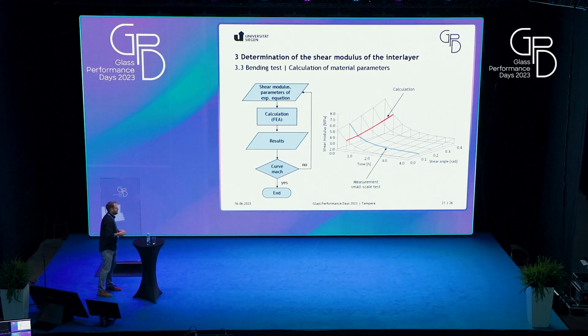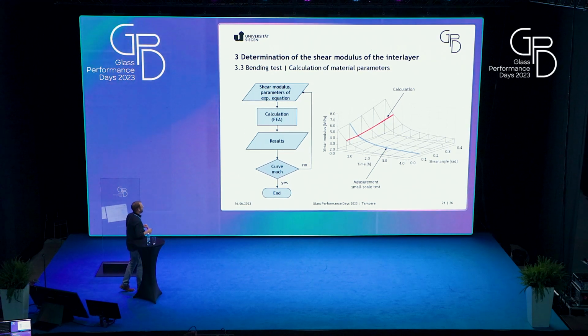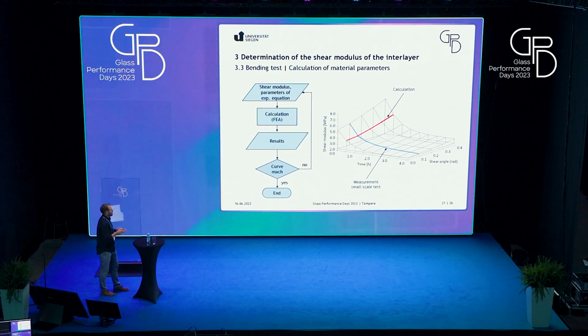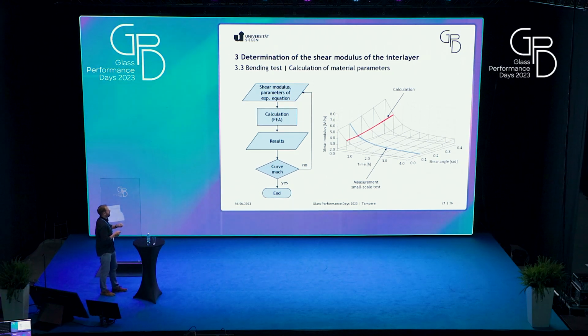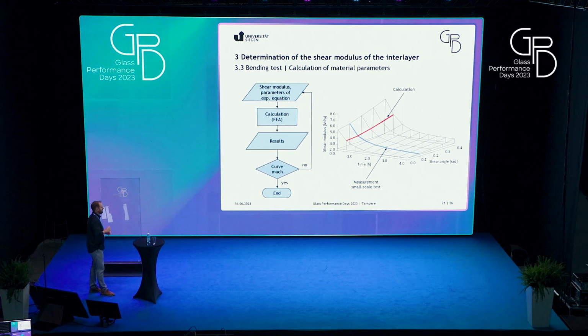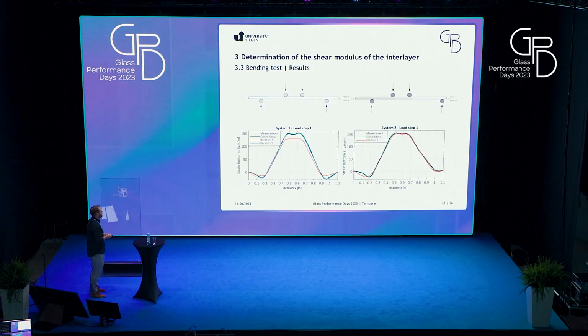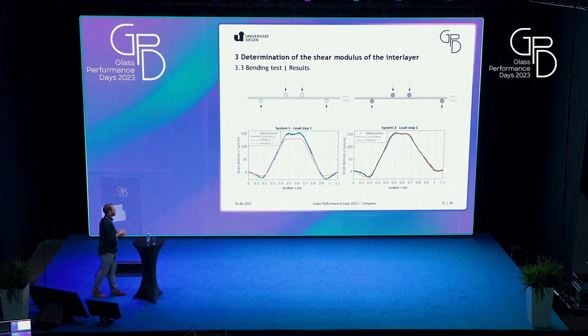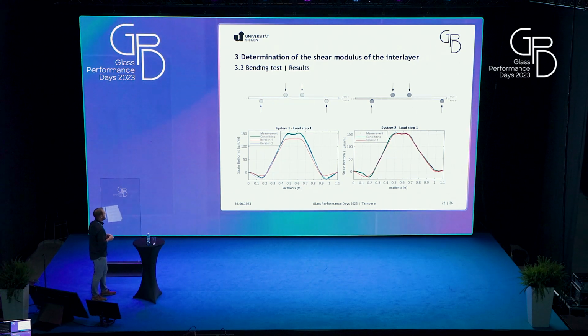which are different in sensitivity. So the right chart, I'll hurry up, the right chart shows the measurement from the small sample, the small scale test. That's the blue line, and the red line is the calculated line that transfers the values to the component scale. And this is done by those test setups.